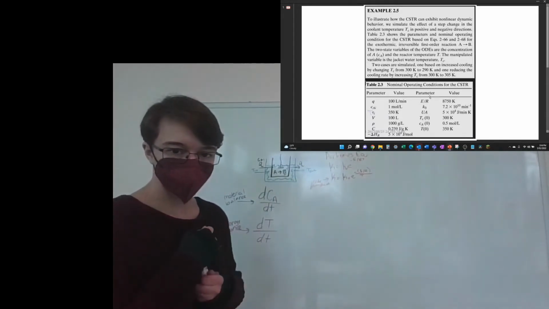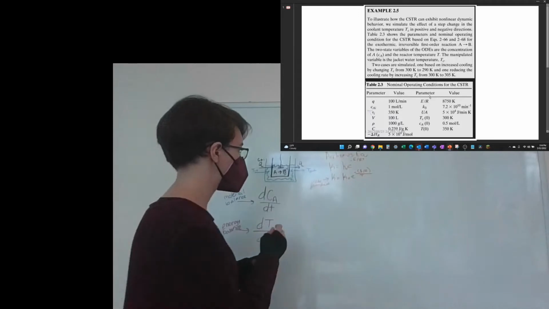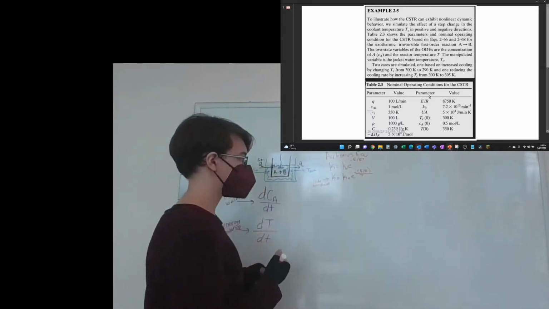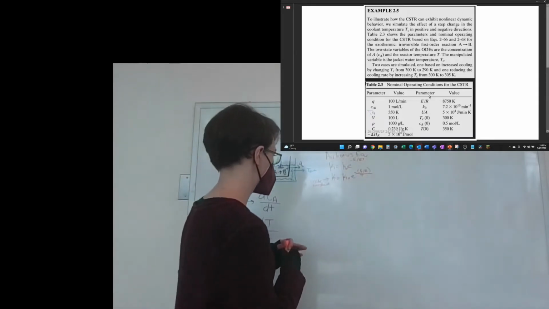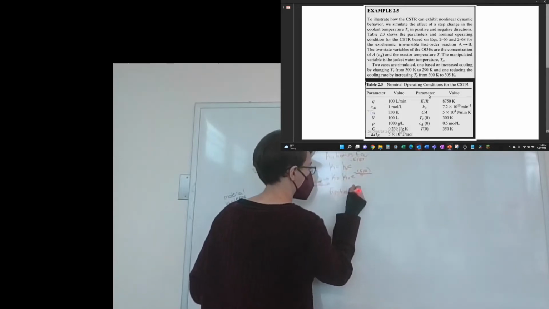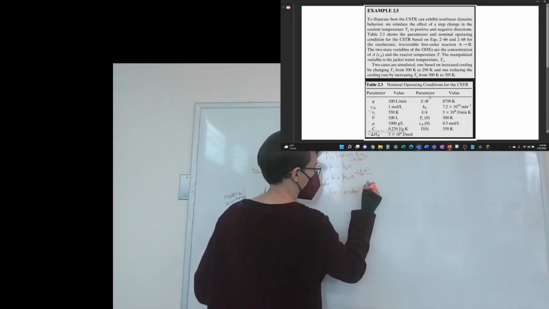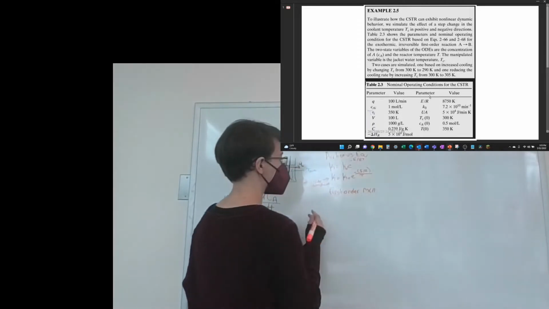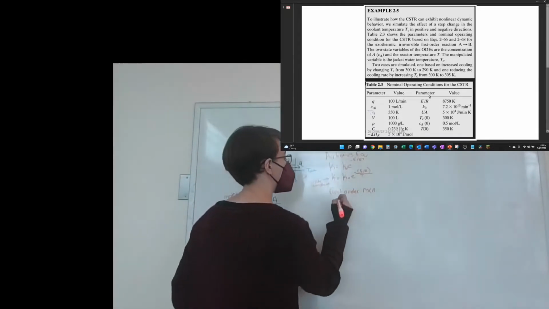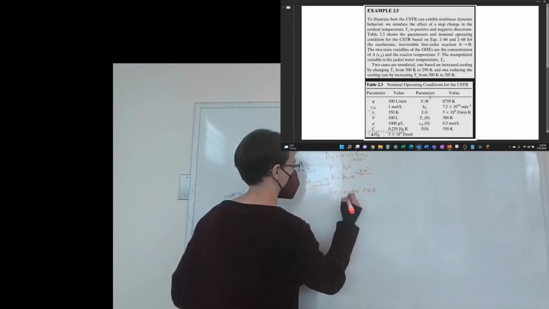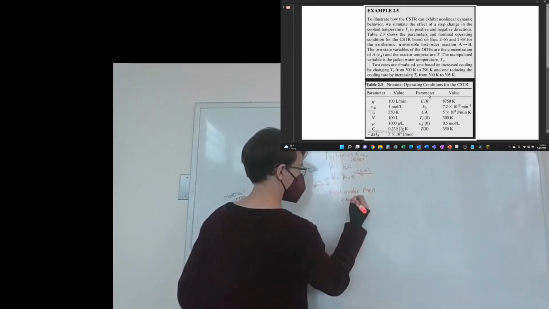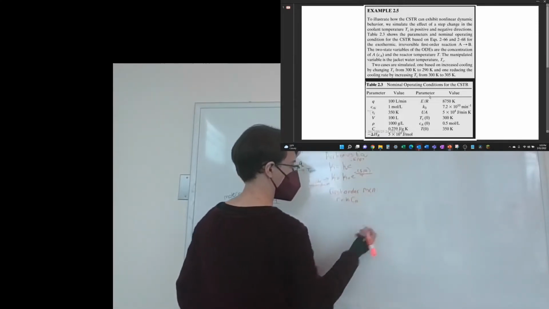And then from this, we'll be able to use that rate constant for our first order reaction. So since it's a first order reaction, that means that our overall rate of reaction is going to be equal to the rate constant times the concentration of A.